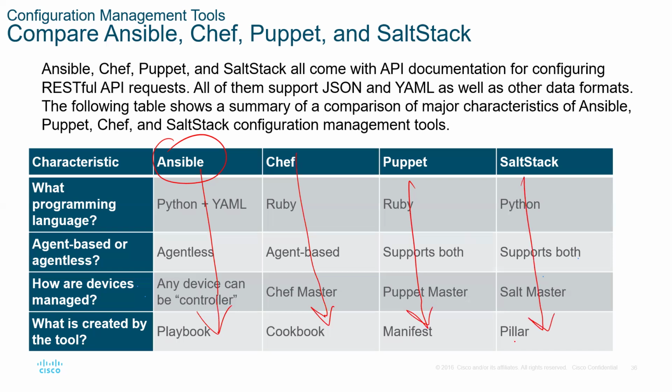I think these are typical questions as well. Knowledge of programming, not necessary, but just understanding the basics. For example, in our network automation tools, in Ansible, what is created is a playbook, we have a cookbook, we have a manifest, and we have a pillar. So basic comparison, here are the tools that we have.